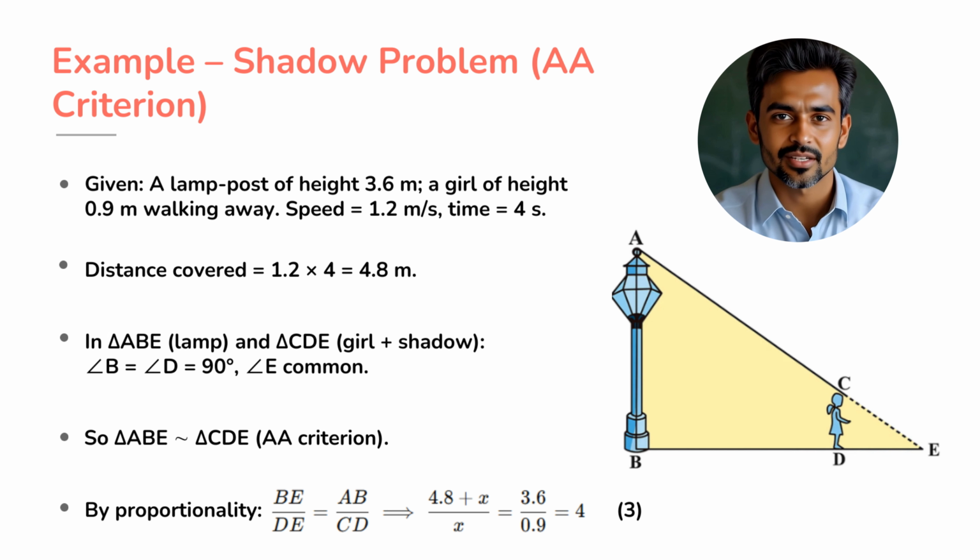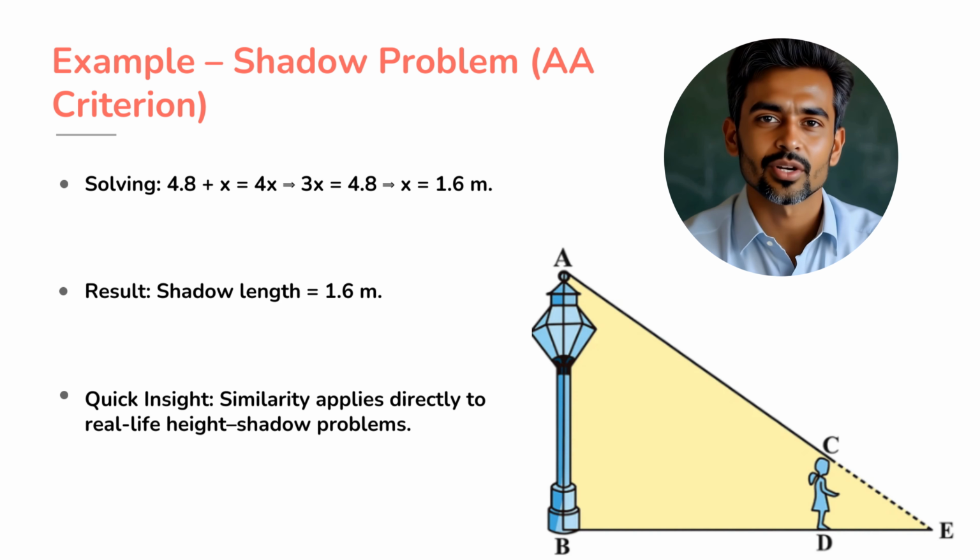So, for our triangles, the ratio of the height of the lamppost to the length of its shadow is equal to the ratio of the girl's height to the length of her shadow. Let's set up the proportion. We know the height of the lamppost is 3.6 meters and the height of the girl is 0.9 meters. The distance she walked, 4.8 meters, will add to the length of her shadow, which we'll call x. So, according to the proportion, (4.8 + x) divided by x equals 3.6 divided by 0.9. Now, let's solve for x.